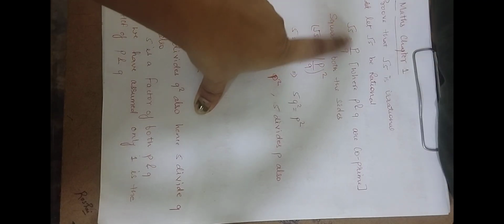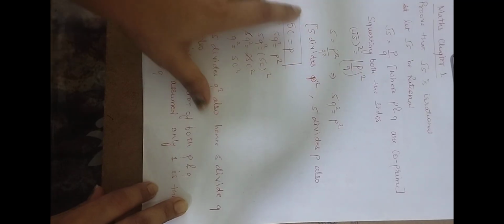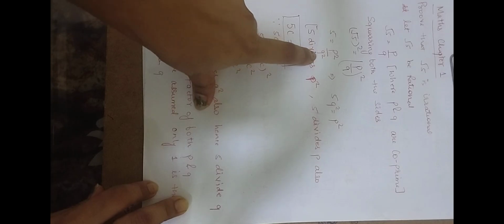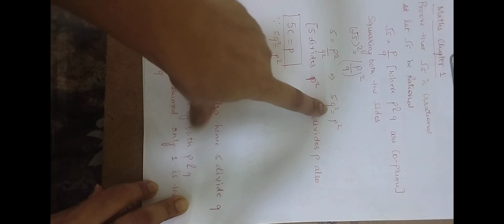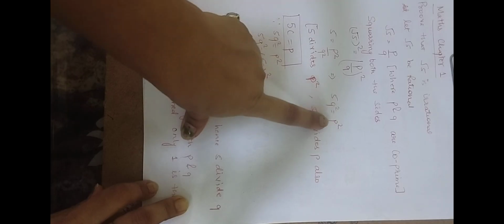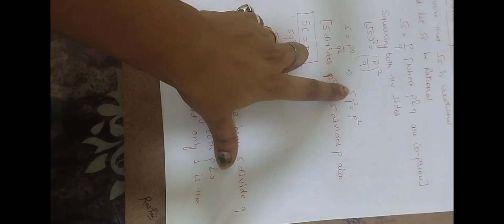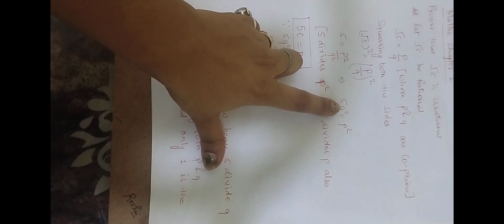We square both the sides. Squaring both the sides, we get root 5 whole square equals (p by q) whole square. Root 5 square gives 5. Here on the right hand side, p square by q square. हमने q square को left hand side ले गए, in product gives 5q square equals p square, which says that multiplying a number with 5 gives p square, which also means that 5 divides p square.